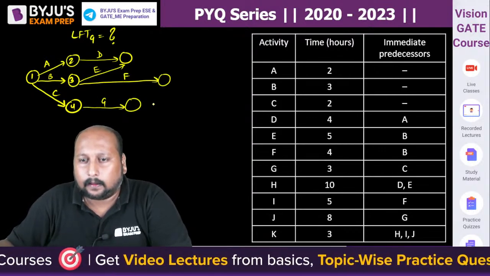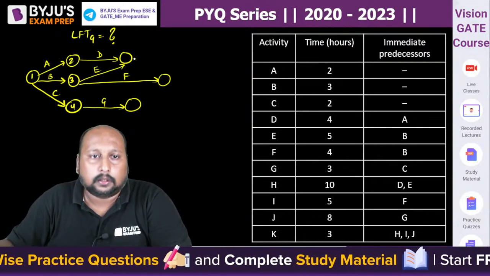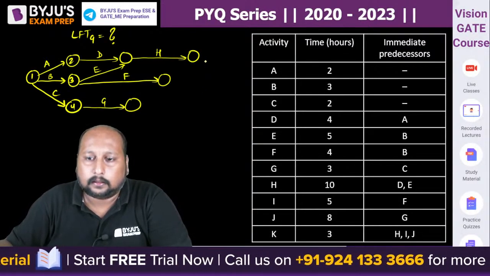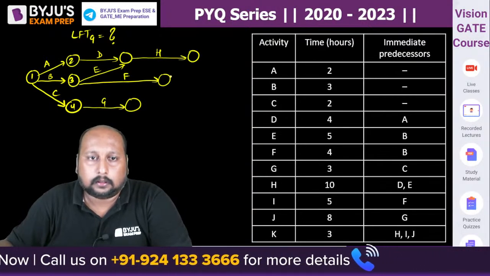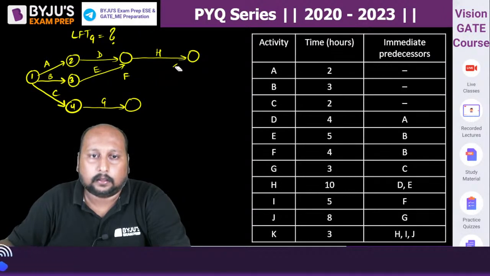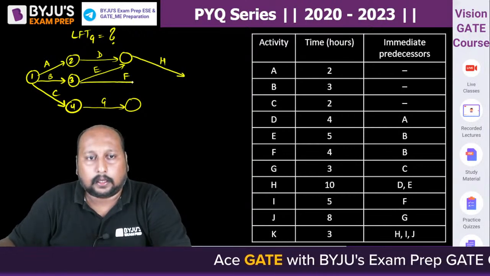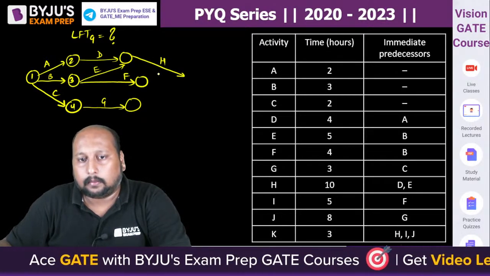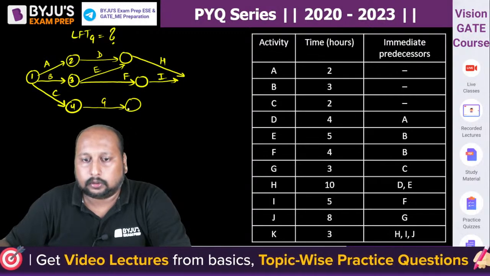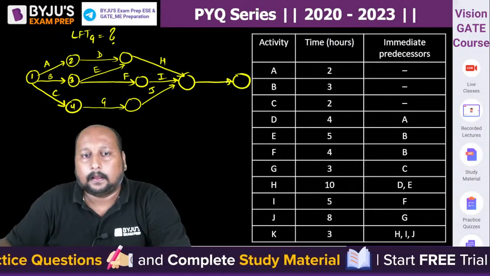Then D and E come before H. And I comes after F. So we can do something like this. Let us place H over here. This is your F. After D and E comes H, and after F we have I. And after J, this is K. Yes, this is the network diagram.